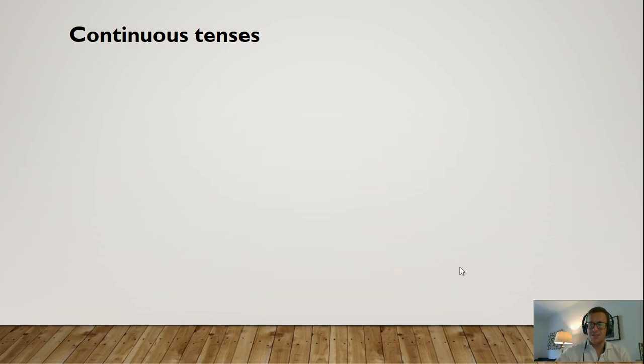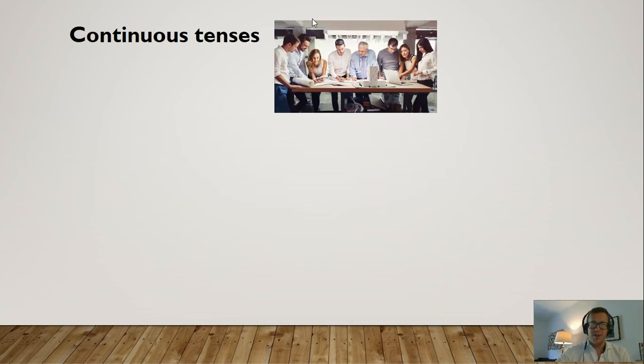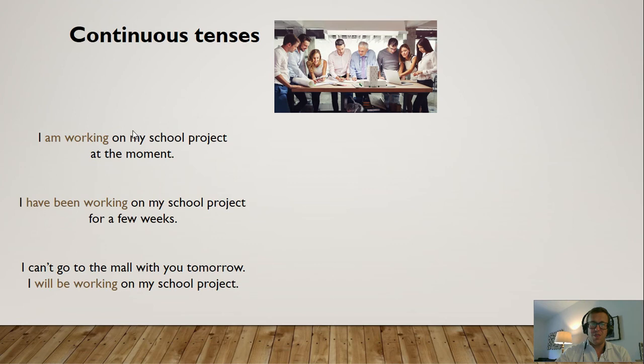Continuous tenses, more grammar. Here we have people, they are working on a school project at the moment. Continuous is with ing. Or you could say, I have been working on my school project for a few weeks. Or the last example, I can't go to the mall with you tomorrow, I'll be working on my school projects. These are all continuous. There's a few other continuouses, but these are the ones in the book.